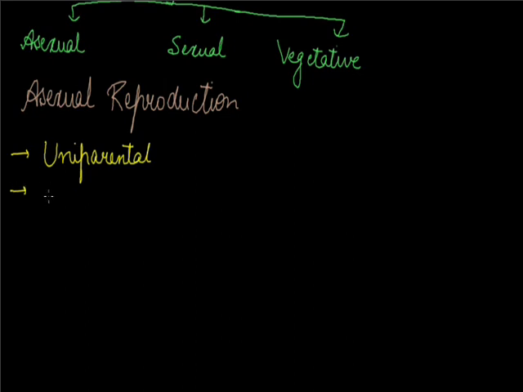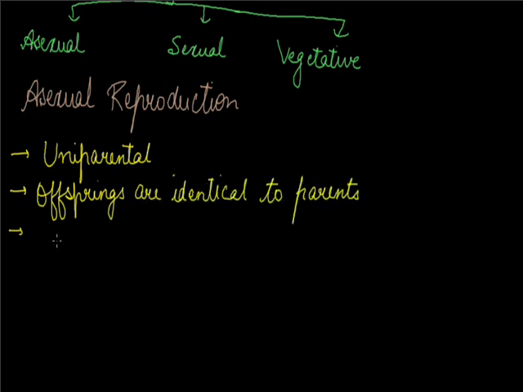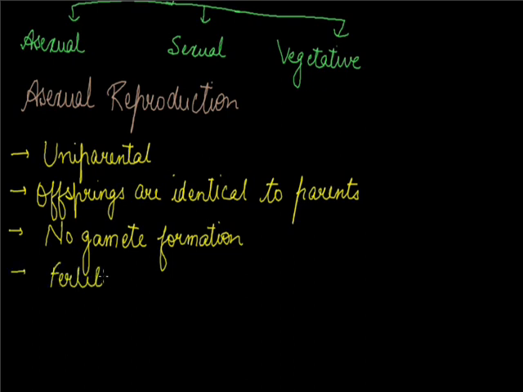The offsprings are identical to parents. No gamete formation occurs. And the last one is that fertilization is absent.